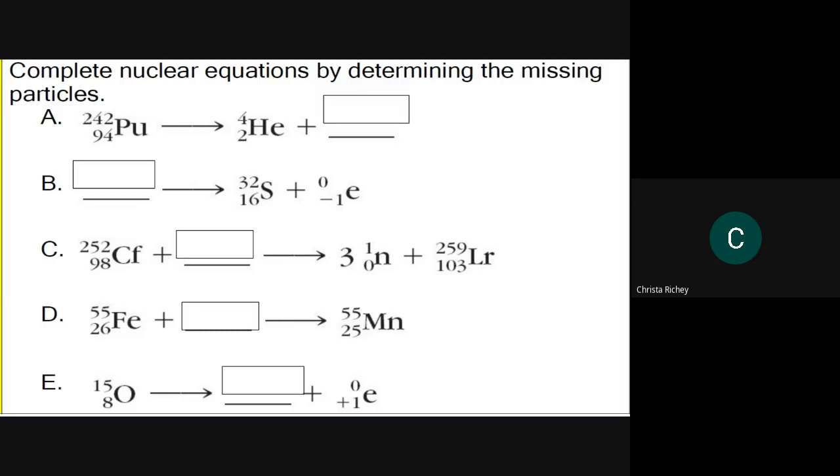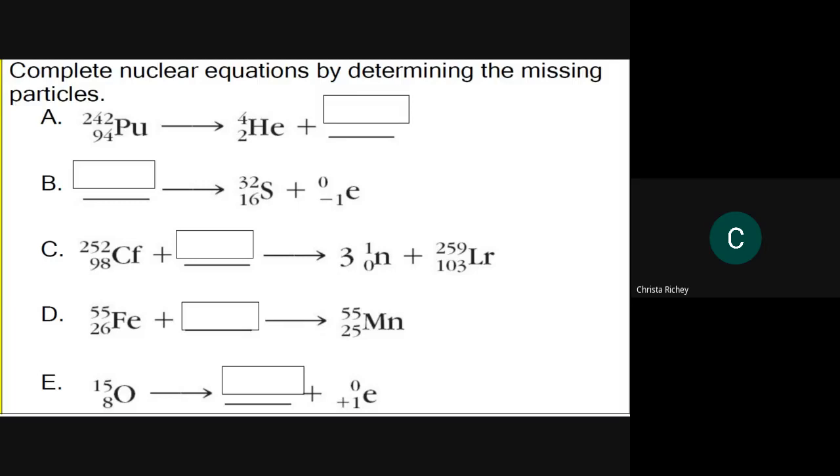So how do I know which element this is? How do you know it's uranium? The atomic number is 92. For an alpha, that's all you have to do. Well, there's one on here I haven't shown you how to do. We're going to skip that one.